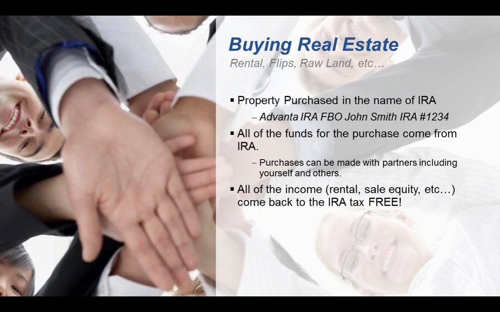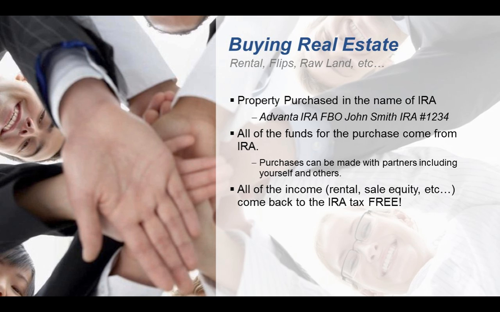So we can amend it to either say Advanta IRA FBO IRA number or Advanta IRA FBO John Smith IRA. So we do try to be very flexible with that. Just make sure that when you are talking to your account manager that you do convey that to them. All of the funds for the purchase come from the IRA.